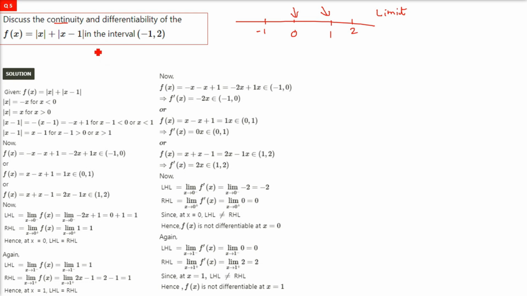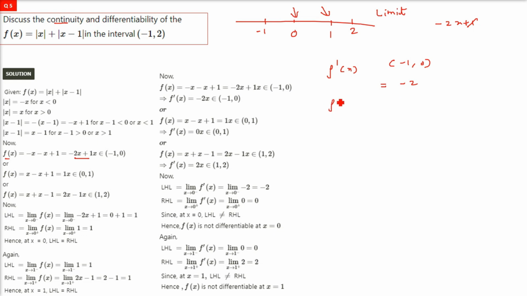What about the differentiability? When we go to differentiability, f x we know already, minus 2x plus 1. So what will be f dash x? That is the differentiation. In the interval minus 1 to 0, we have already found out f x. When you differentiate it, 1 will be 0 and x will be 1, so minus 2 it will be.